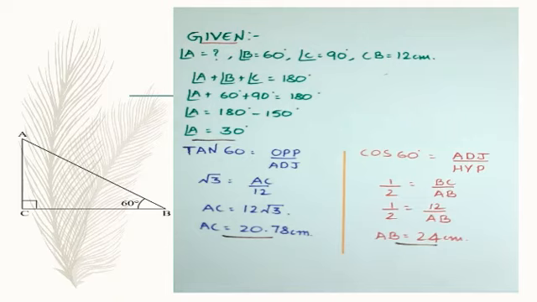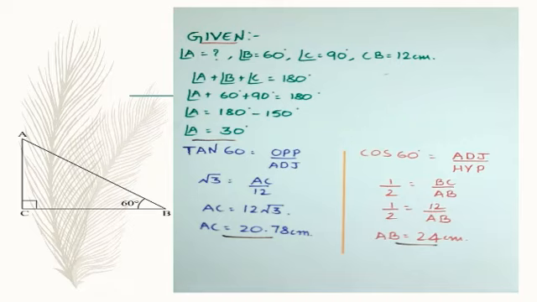AC is equal to 20.78 centimeter. The height of the triangle is 20.78 centimeter. So now we have to calculate the hypotenuse side. To calculate hypotenuse side, we can take sine ratio or cosine ratio. So let us take cosine ratio. Cosine ratio is the ratio between adjacent side to the hypotenuse side.